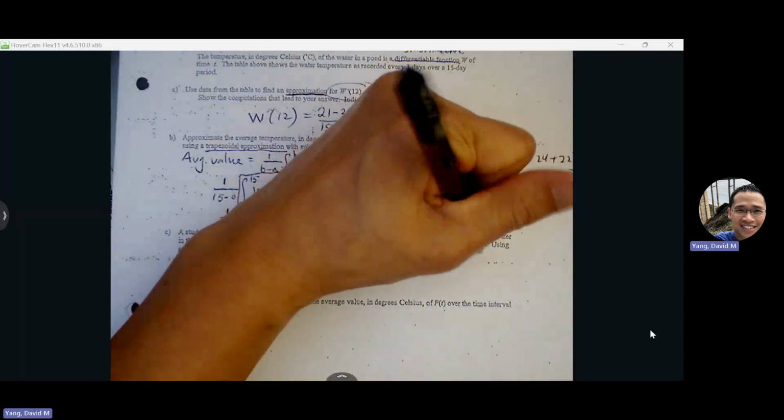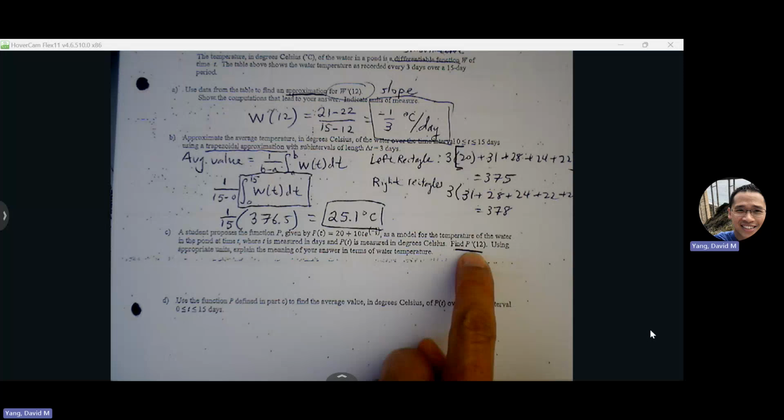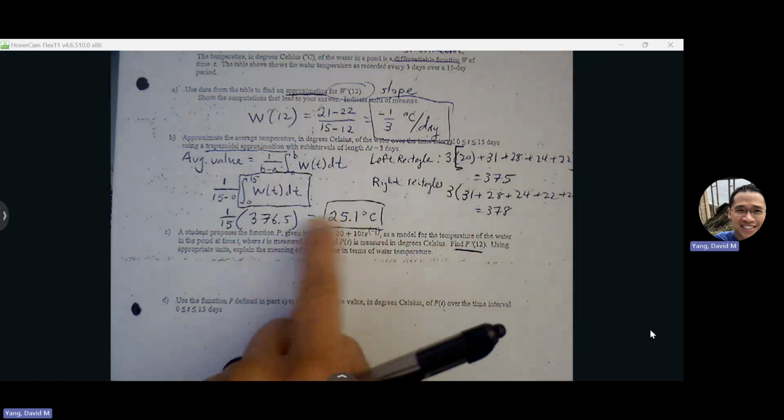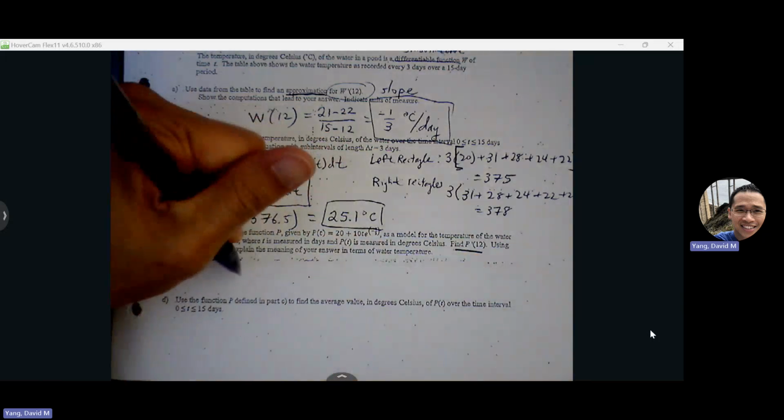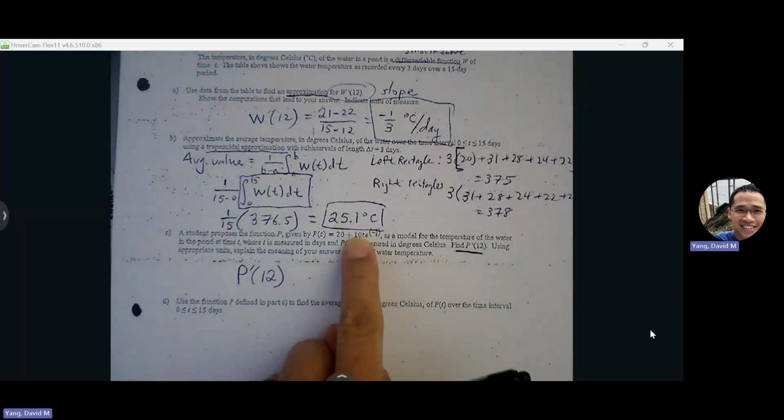Find P prime of 12. So now it's asking for, now that we have a better model, a better rate of change given this model function. So P prime of 12, we can use our calculator. P prime of 12 is just asking for the derivative of this function. So we can work this out by hand.